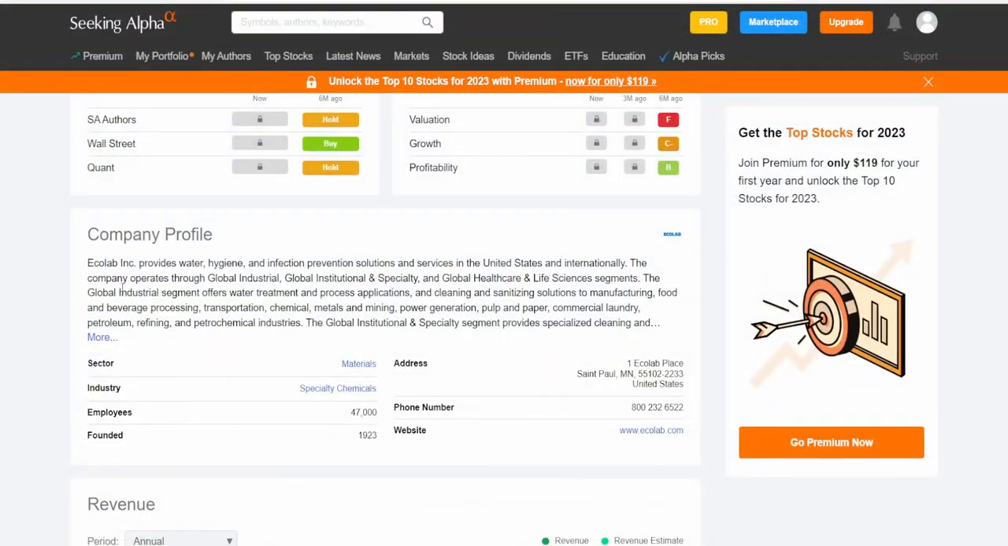So first things first, it is to see what in the world this company does. Ecolab provides water, hygiene, and infection prevention solutions and services in the United States and internationally. The company operates through the global industrial, global institutional and specialty, and global healthcare and life sciences segments. The global industrial segment offers water treatment and process applications and cleaning and sanitizing solutions to manufacturing, food, beverage processing, transportation, chemical, metals, and mining.